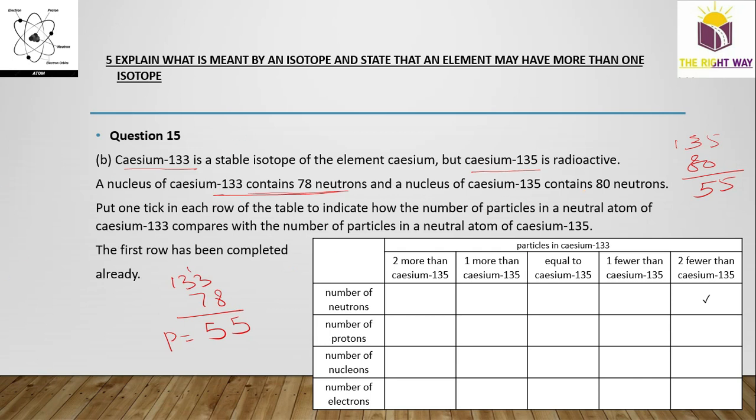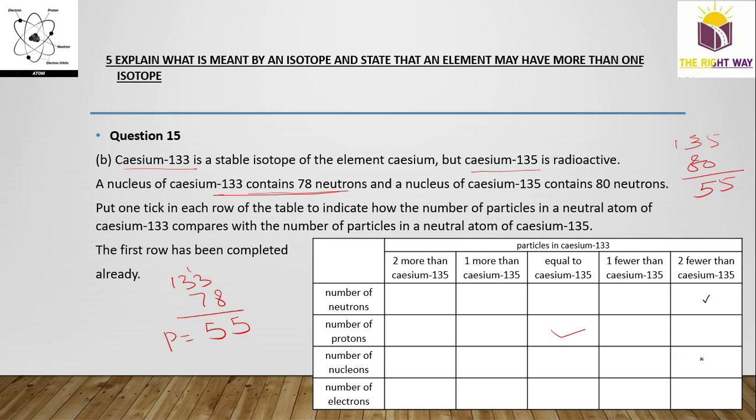Pick one tick in each row of the table to indicate how the number of particles in a neutral atom of cesium-133 compares with the number of particles in a neutral atom of cesium-135. The first row has been completed already. The number of neutrons is 2 fewer than in cesium-135, since 133 is 2 less than 135. The number of protons is equal.